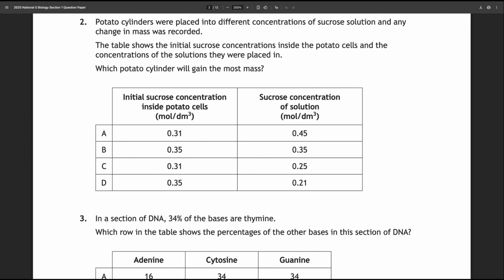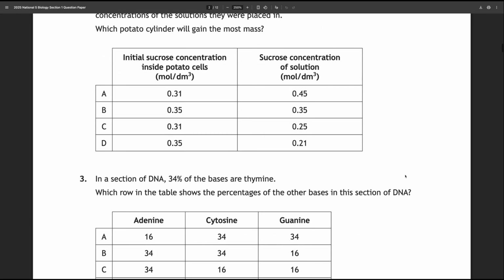And because the concentration gradient is greater for option D than it is for option C, more water will move into the potato and therefore it will gain the most mass. Okay, so we're looking for the greatest difference in concentration gradient there, and D has a slightly greater difference than C does. So that's why D would be the answer there.